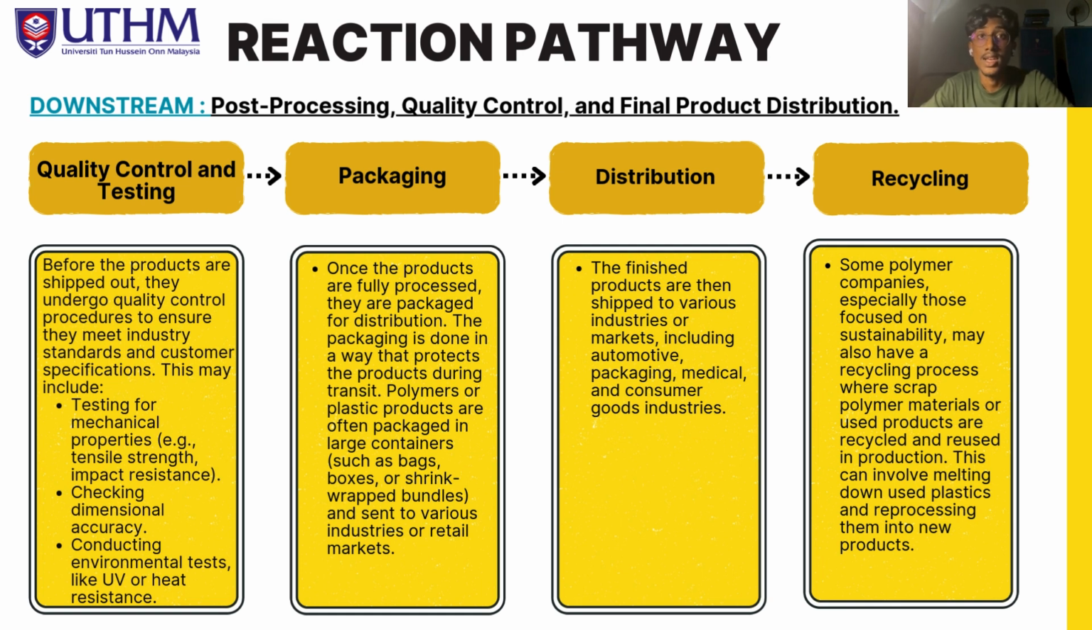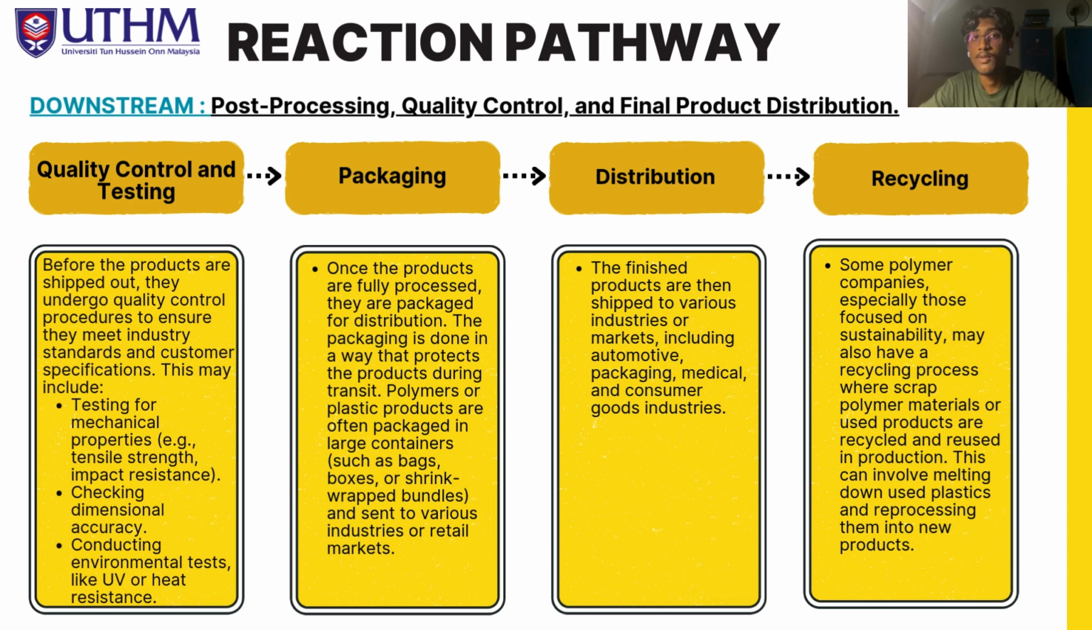Alright, finally, the recycling process, where only some polymer companies, and Heath Plus company also does this, recycle their products to focus on sustainability. In the recycling process, they scrap the polymer materials or used products and reuse them in further production. So in later production, they will use the recycled products to ensure the sustainability of the company is adhered to, and to help save the environment. By this we can reduce the wastage of certain products.